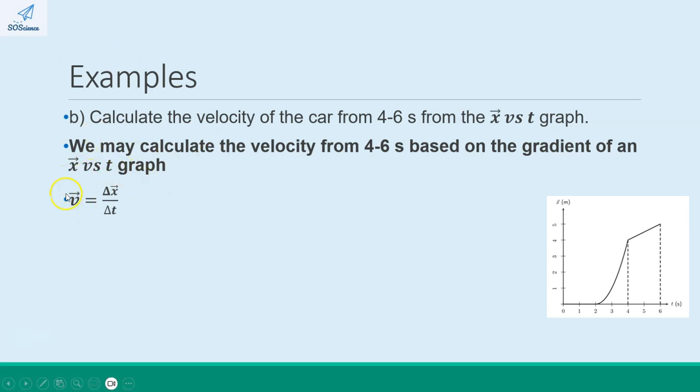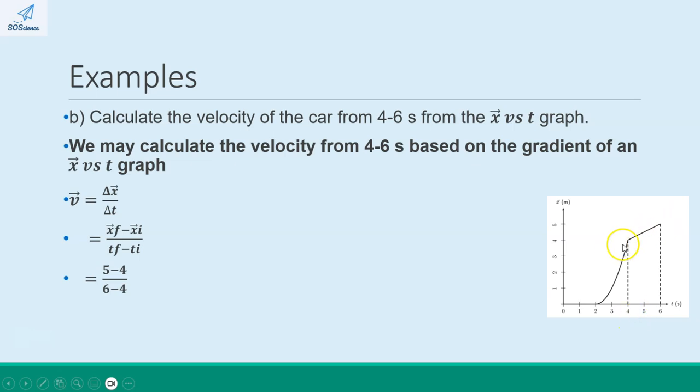So we have to lay it out like this. V equals delta x over delta t, which is equal to xf minus xi over tf minus ti. This is necessary. Now we can start substituting numbers. So we're looking at this little right angle triangle over here. The final position is 5 and the initial position over here is 4. The final time is 6 and the initial time is 4.